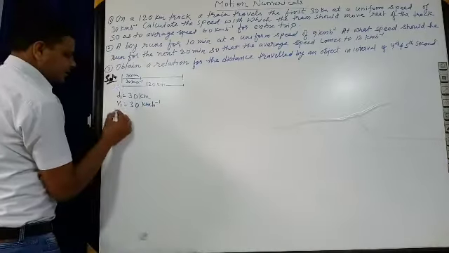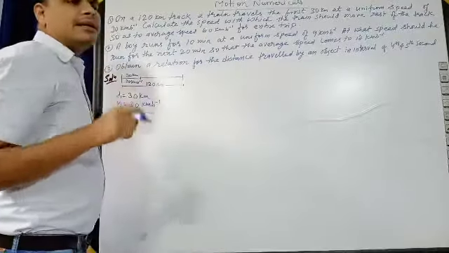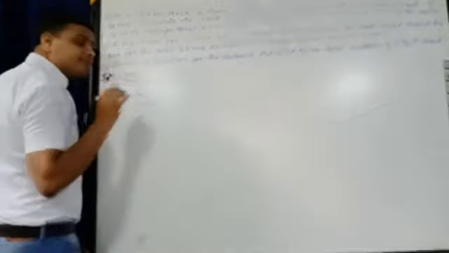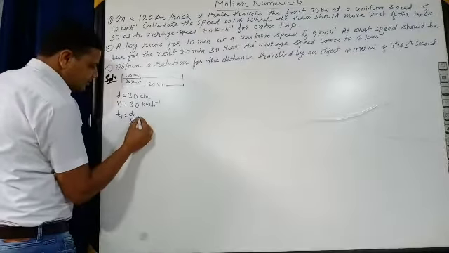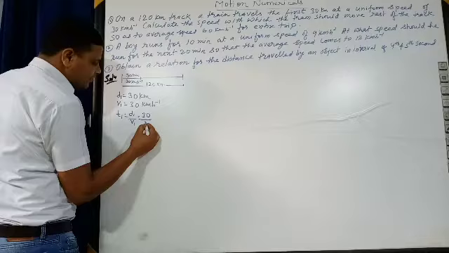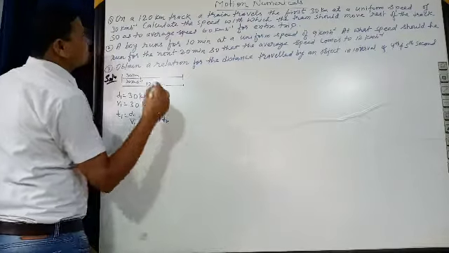Now D is there, V is there. What will be T1? Speed is equal to distance by time, so time is equal to distance by speed. That is 30 by 30. We have 1 hour.